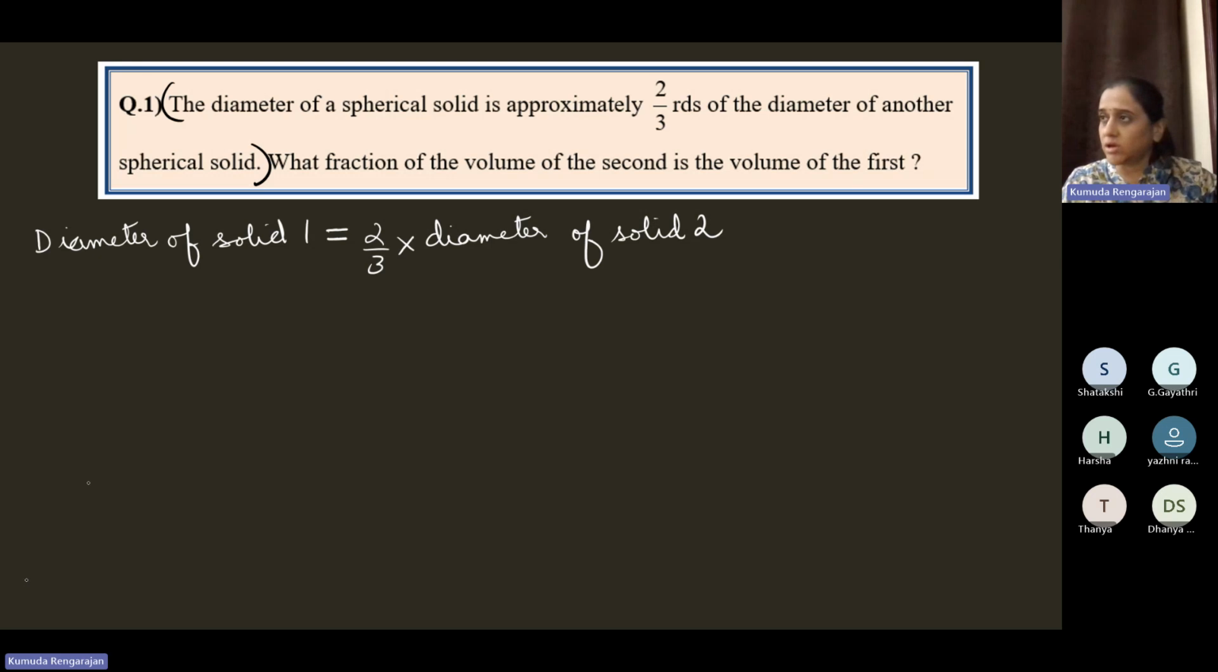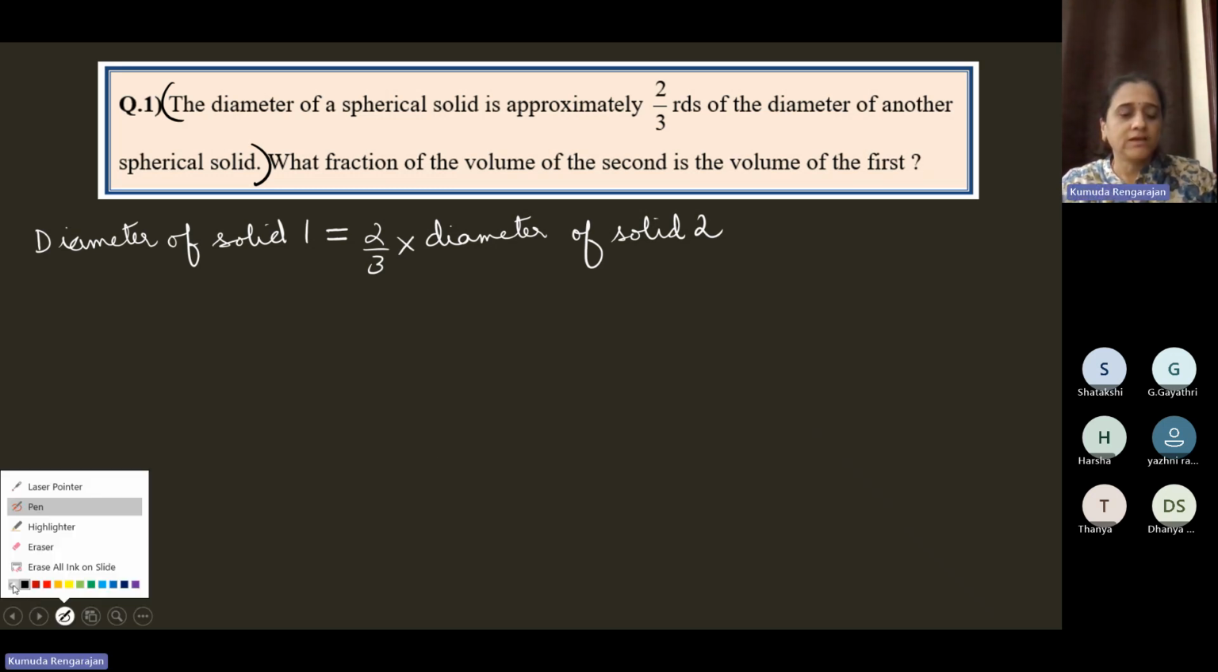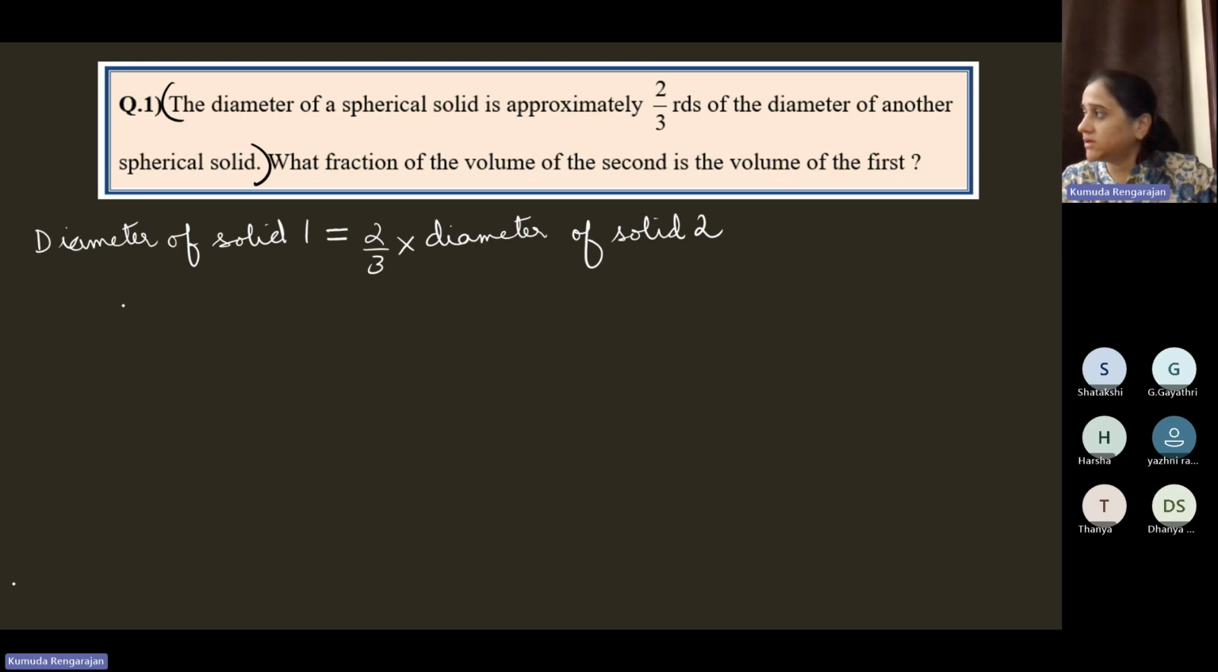And what is diameter? 2 times radius. So 2r, or you can use r1, r2. You can say 2 times r1. Diameter is twice radius, right? So 2 times r1, where r1 is the radius of solid 1, is equal to 2/3 into the diameter of solid 2, radius r2. So diameter will be 2r2.